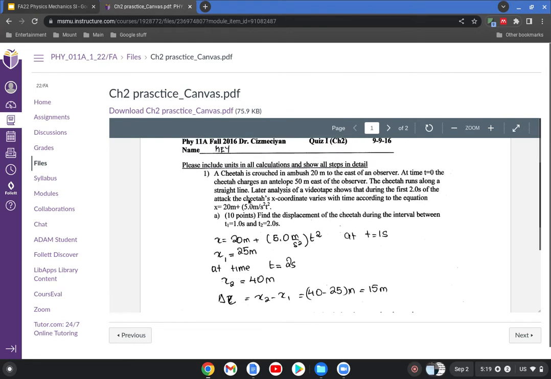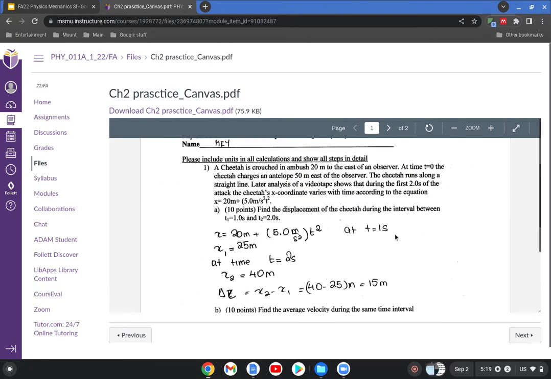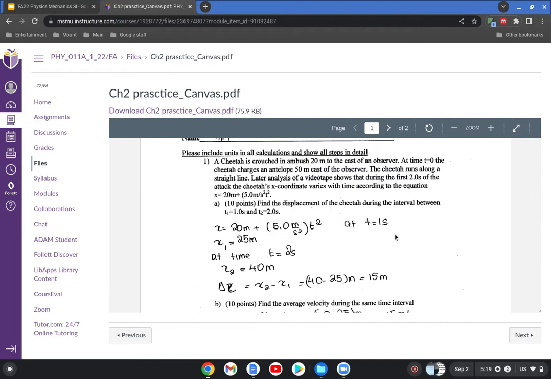Alrighty, so this is the problem. She did the x, t1, and that time 2, 40. Yep, it's 5, 15. And then the next one has to find the average velocity during the same time interval.